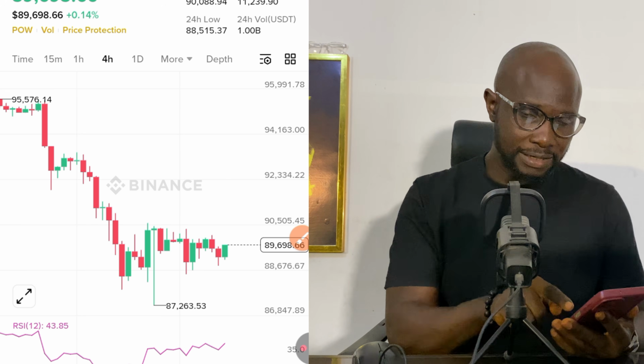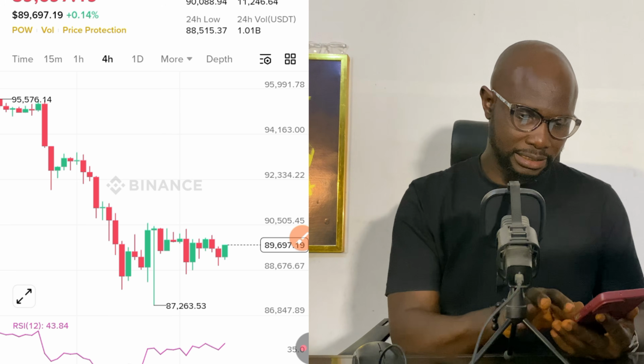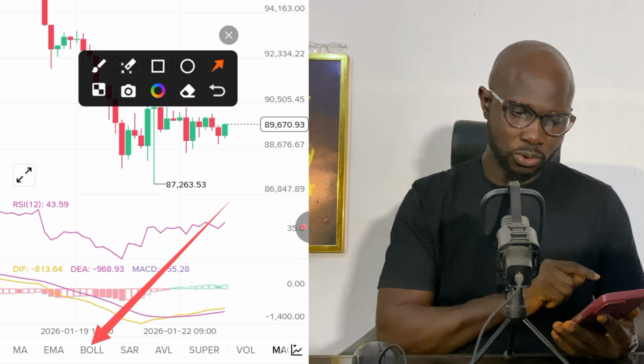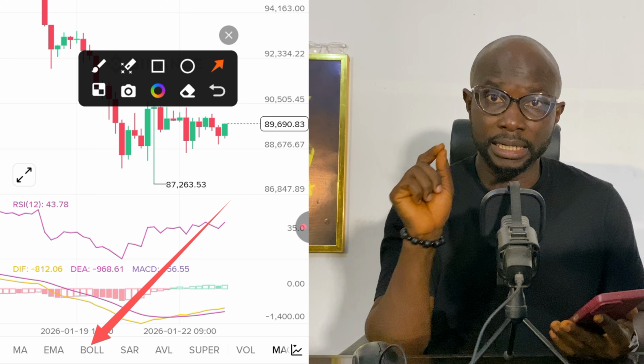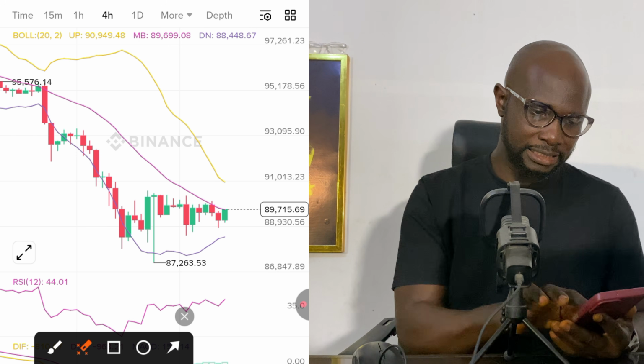On the chart now, the first thing to do is to turn on the Bollinger bands. How will you do that? Our indicators are here, this place. So click on BOLL. B-O-L-L indicates Bollinger bands. So click on it. Good. We can all see the difference. Look at these lines. Are you seeing them? Now let me give you a simple explanation on Bollinger bands.